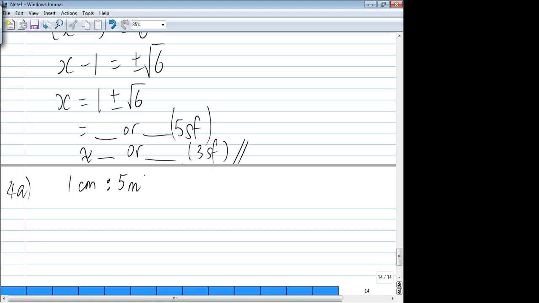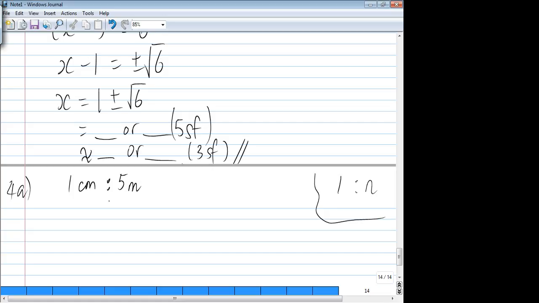Next up, 4A. 1 cm to 5 meters. And you are supposed to express the scale in the form of 1:n. So this is what we want, 1:n. When we say 1:n, we are telling you that there are no units because the units are the same. However, in the given question, the units are not the same yet.